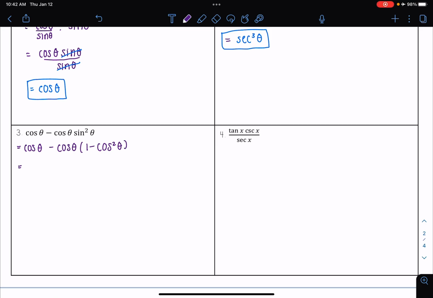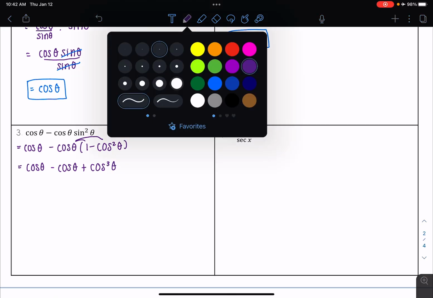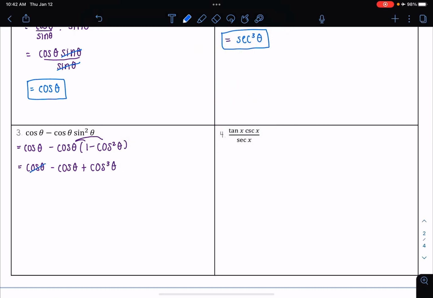So now I have everything in terms of cosine, but just like with secant, I want to go ahead and distribute to see if I can simplify even further. And so when I distribute, I get cosine of theta minus cosine of theta plus cosine cubed of theta. And so again, I see that my cosine of thetas cancel out, and I'm left with cosine cubed of theta. Okay, let's look at one more.